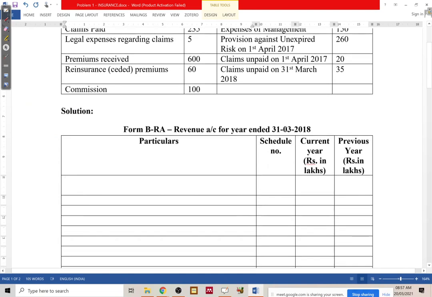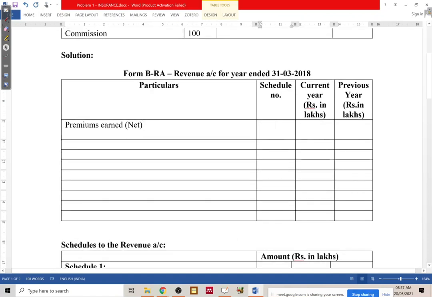So in the revenue account, the first amount that we normally have is premiums earned. That is, we record the incomes first. Premium being an income for an insurance business, we first write premiums earned. And this premium will be calculated under schedule 1, right?